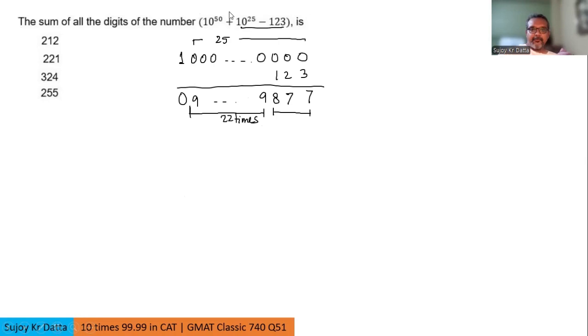Now when you are adding 10 to the power 50, there's no change here. They're all zeros. And at the end, somewhere you will get another 1. So the sum of the digits is 9 times 22 plus 8 plus 7 plus that 1 at the end. So that is 198. That's 14 plus 8 is 22 plus 1, 23. So that would be 221. So that is the second option, B. Let's move on.